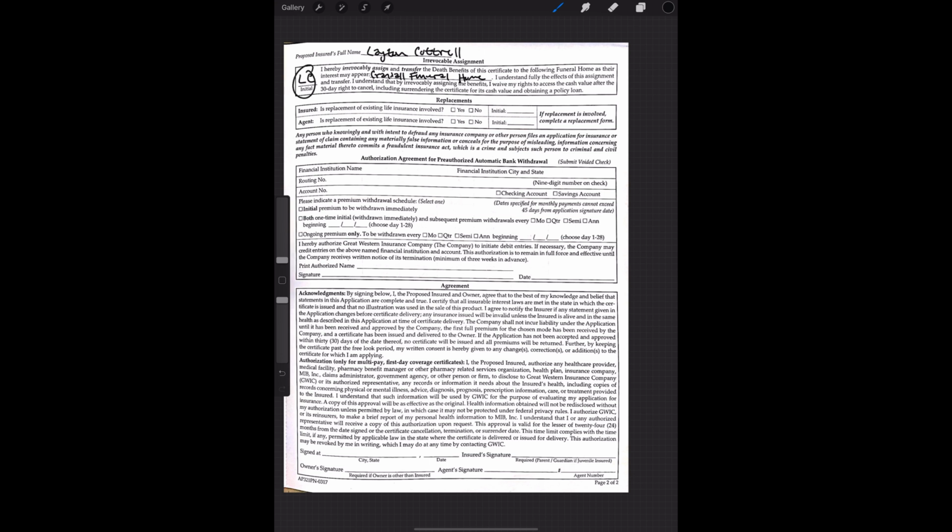All right. In almost all cases, you're not replacing insurance, but you may. In this case, we're not. Great Western wants the insured to initial and the agent to initial that box. That's new on this new form. On the old form, it didn't have that.